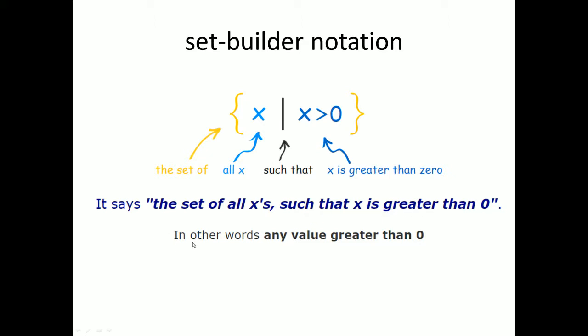In other words, this is any value that is greater than 0. So when you see this whole thing, it captures every single number that is greater than 0. So it's 0.1, 0.2, 1, 4, 5, 8, 8.9, pi, 1.33333, any number that is greater than 0. This set is a way to describe all of them in one thing.